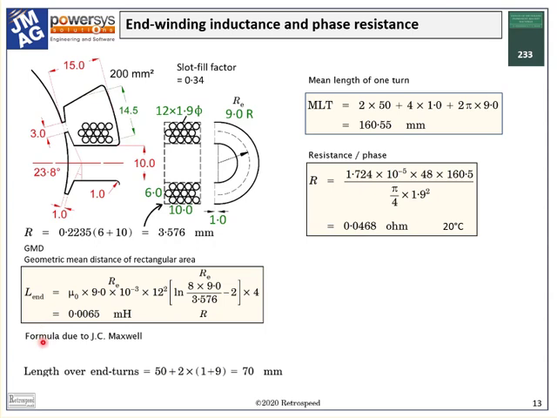While we're here, we can still see a simple representation of the shape of the end winding, from which it is possible to calculate the mean length of one turn, and then from that and the wire size we can calculate the phase resistance, which comes out to 46.8 milliohms per phase.